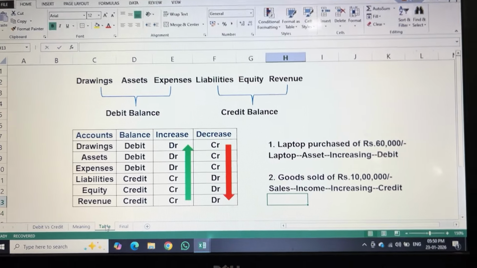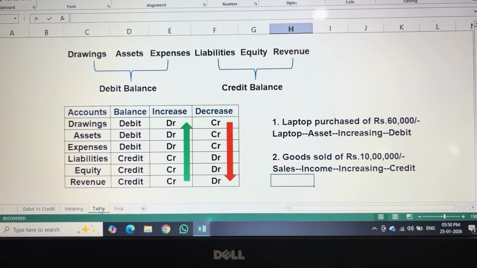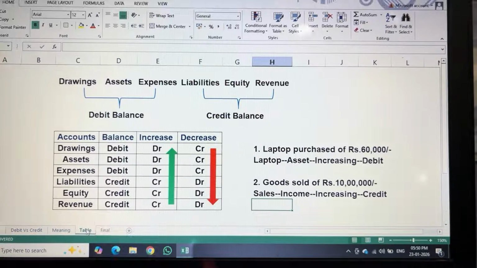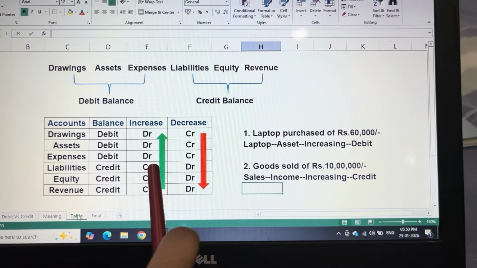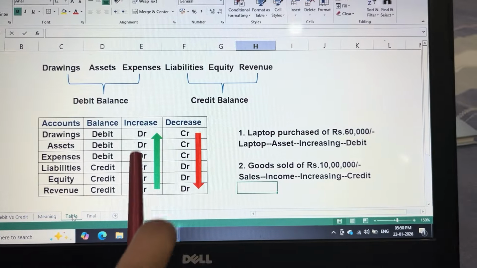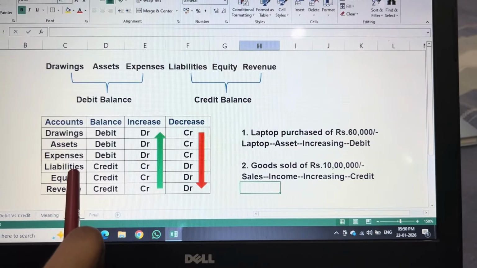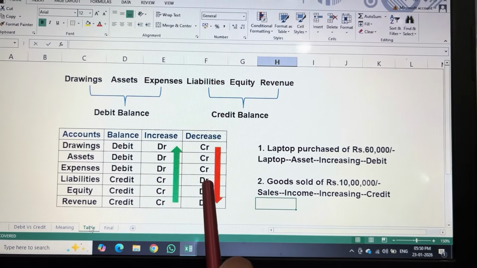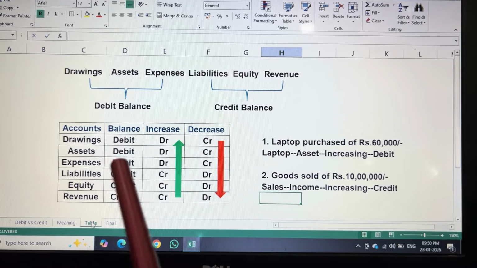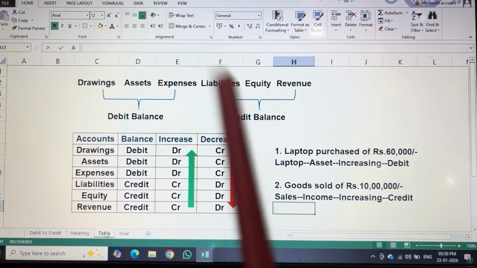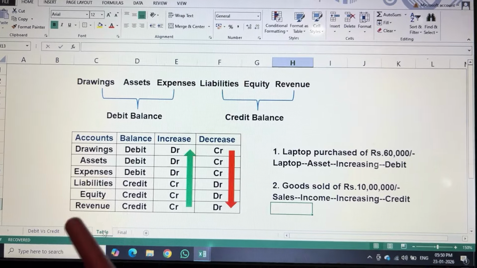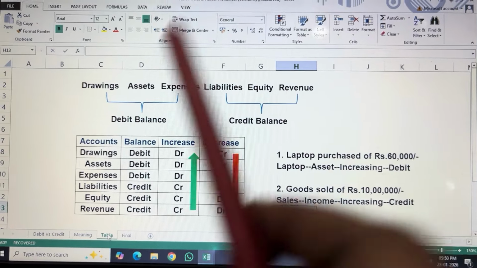Again, liabilities. Liabilities are the amount the business has to pay. When liability increases, credit balance. When liabilities are decreasing, debit balance. Capital: when the owner brings money, cash is debited because it comes in. Capital is credited because the business owes the owner.